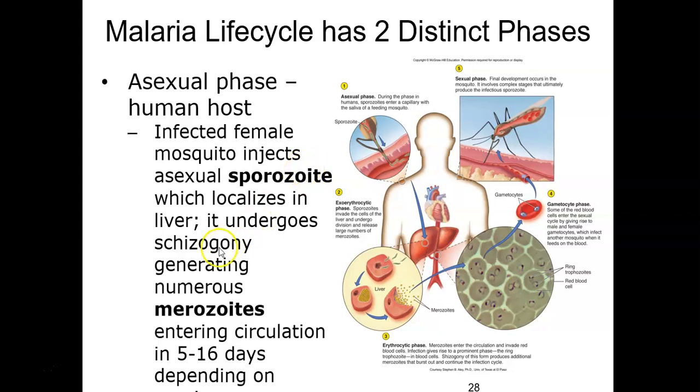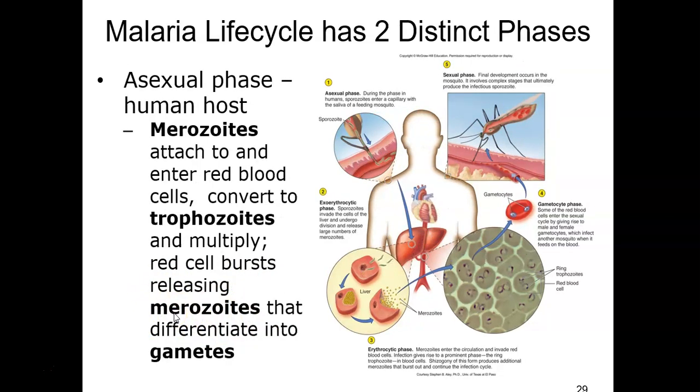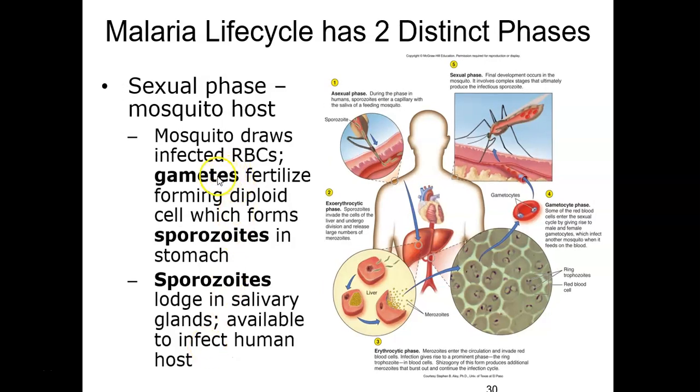They undergo a division known as schizogony, producing merozoites. The merozoites then enter into the red blood cells of the liver, convert to a trophozoite form, which is going to release more merozoites. These will become the gametes that then the mosquito takes the blood meal again, withdraws those gametes from the red blood cells, forming more sporozoites, which are repeating that process again.